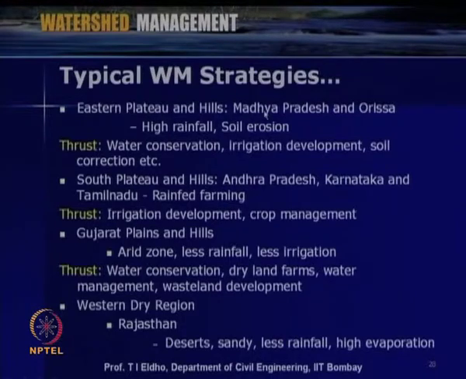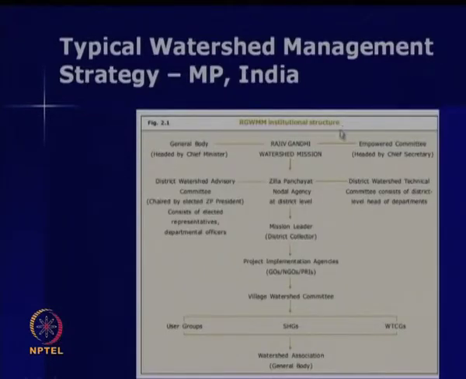Then for the eastern plateau hills like Madhya Pradesh, we have to go for water conservation. Then for the south plateau hills, we have to go for rain fed farming. So the thrust will be irrigation development, crop management. Then in the Gujarat region, it is an arid zone with less rainfall, so we have to go for water conservation, dry land farming, water management, etc. Then for the western dry region like Rajasthan, we have to go for what we discussed today for dry land management, so water harvesting and other related issues.